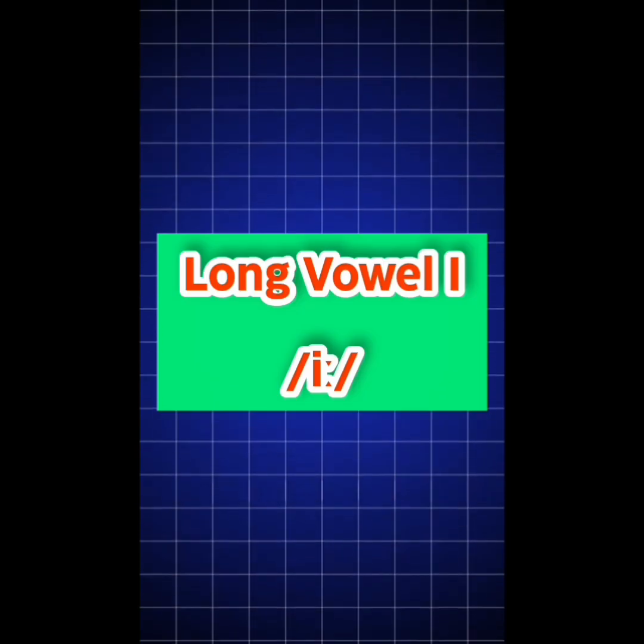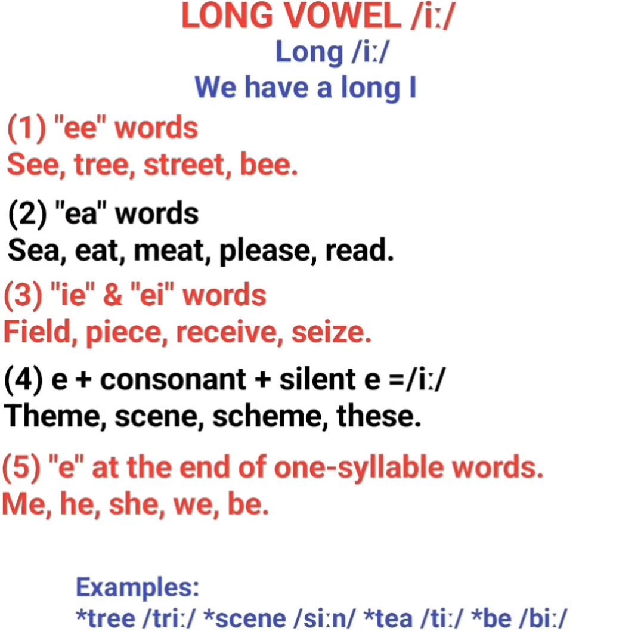Now to the long E. We have our short I, as explained earlier, that whenever we have letter I in between two consonant letters, they usually give the short sound, like sit, pit, and so on and so forth. But we have our long E when we have EE, EA, IE, and EI, as we have it in field, peace, receive, seize, then E plus consonant plus silent E.